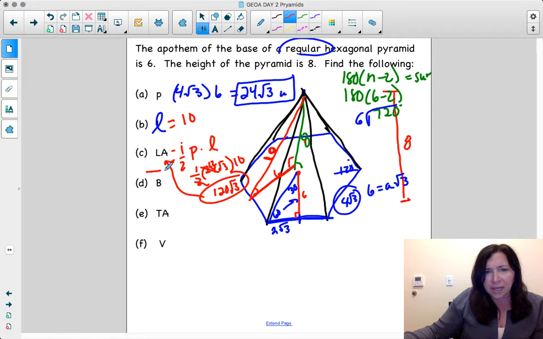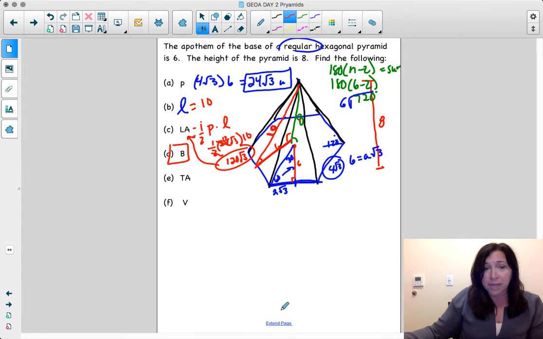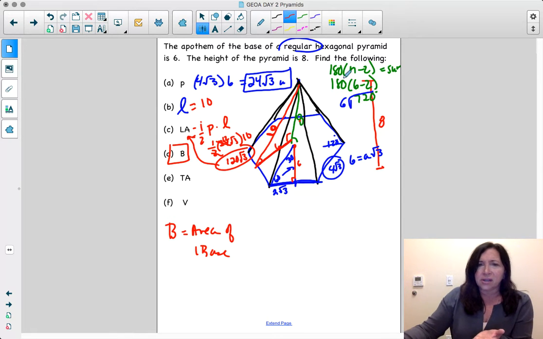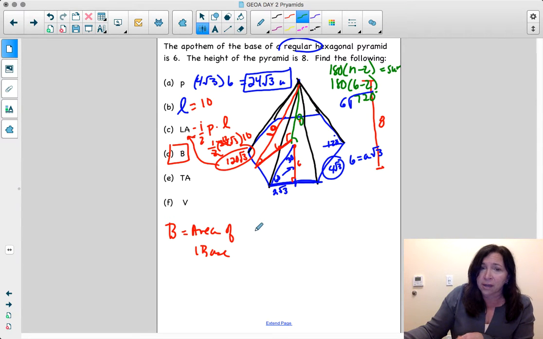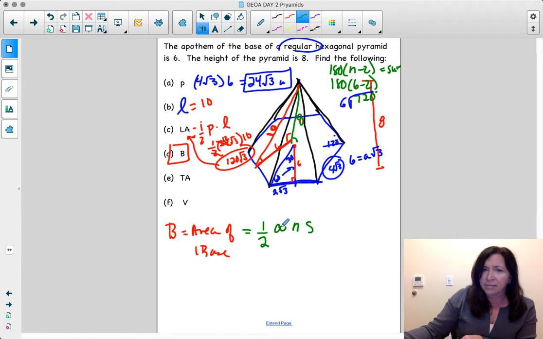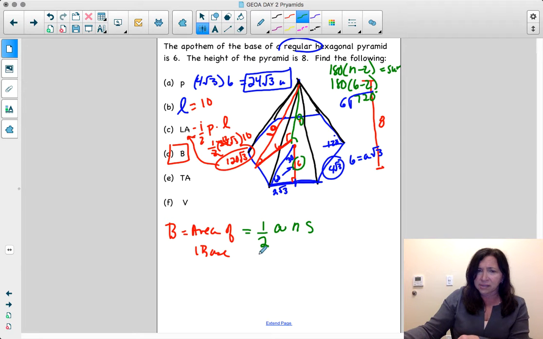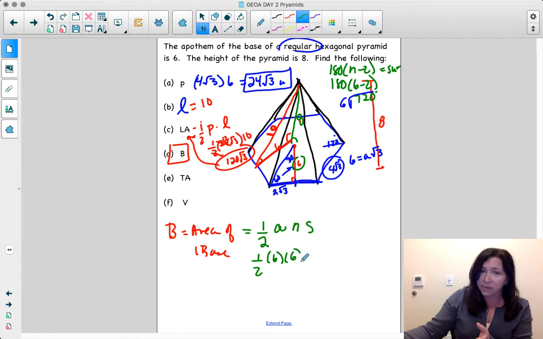My capital B is the area of one base. So be careful. Capital B is the area of one base. I need to find the area of one base. Now, this is a hexagon. So this could be a little bit tricky, but I'm not going to divide it into little triangles, because I do know the formula for the area of one base is 1/2 A and S. My apothem, which is this length here, 6. So 1/2 my apothem times the number of sides, which also happens to be 6, times the length of one side. So the length of one side is 4 root 3.